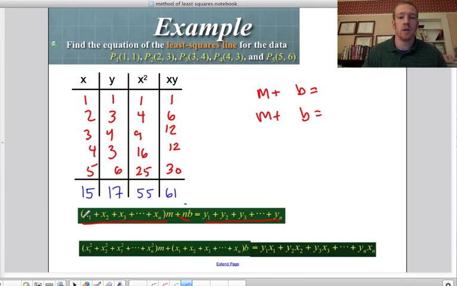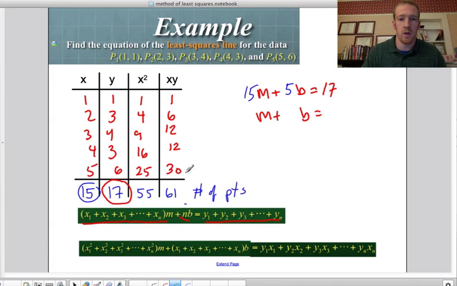So we want the sum of x's, so that's 15. That goes here. And then n stands for the number of points. So we have 5 points, right? 1, 2, 3, 4, 5. So that's there. And then the sum of y's is what that equals. The sum of y's was this one here, 17. So it equals 17.